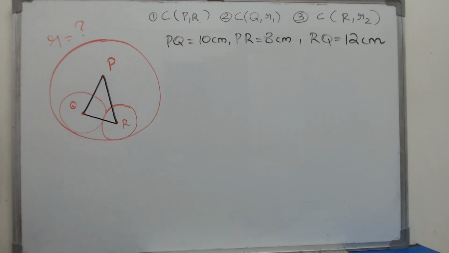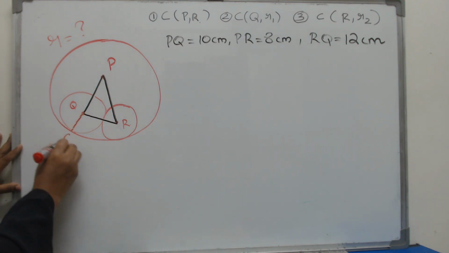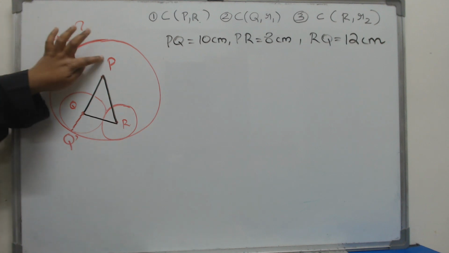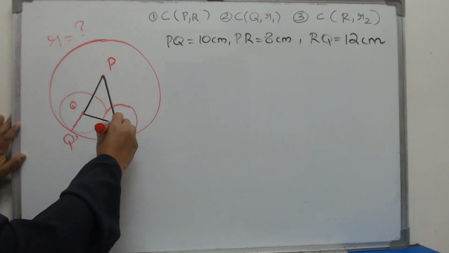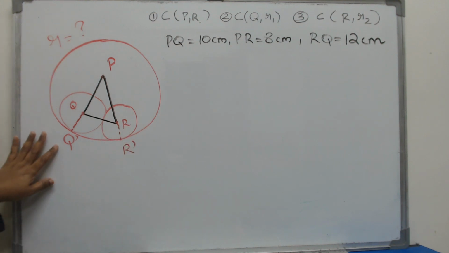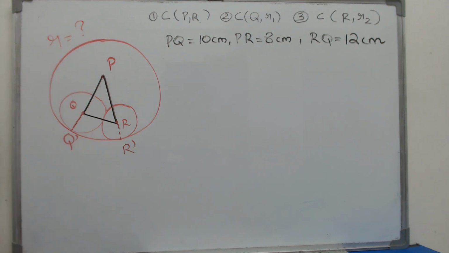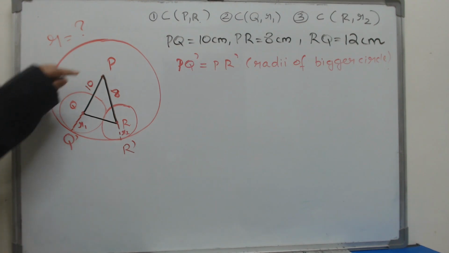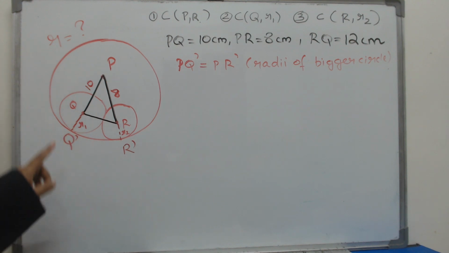Do we have such a point? We don't. So let us construct one. Say PQ dash. So therefore PQ dash is one radius. Let us join this also, R dash. So there PQ dash is one radius, PR dash is one radius. Now the radii of a circle are equal. Now we know that PQ dash and PR dash are both radii of the bigger circle.